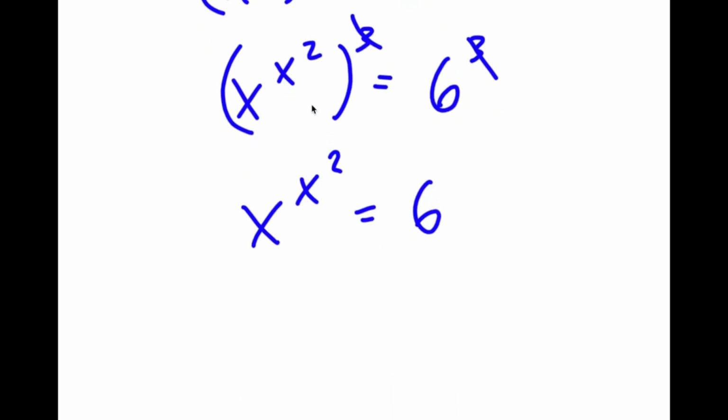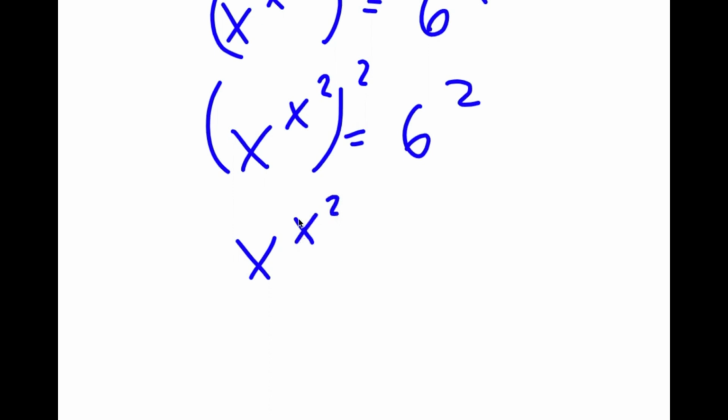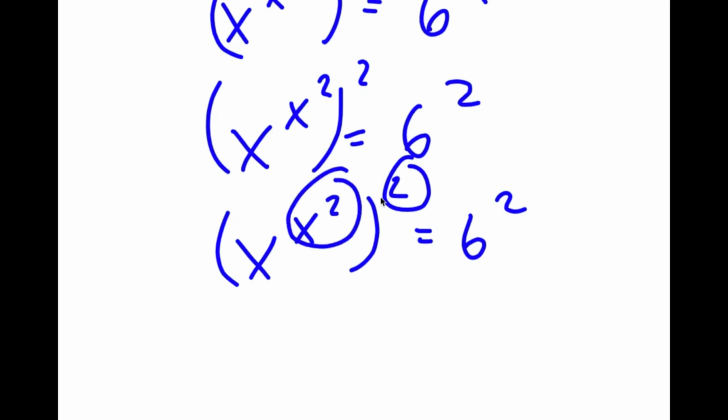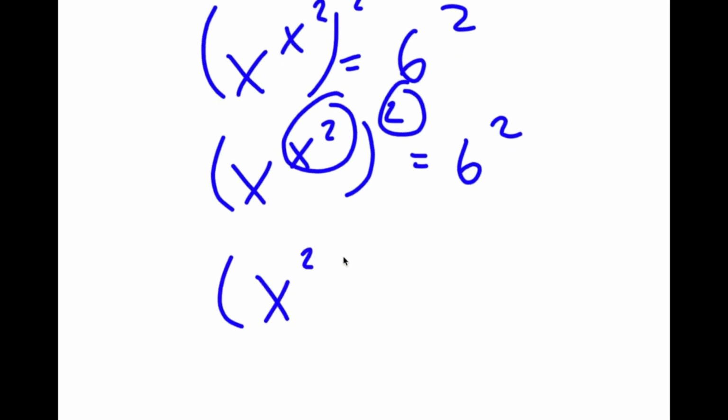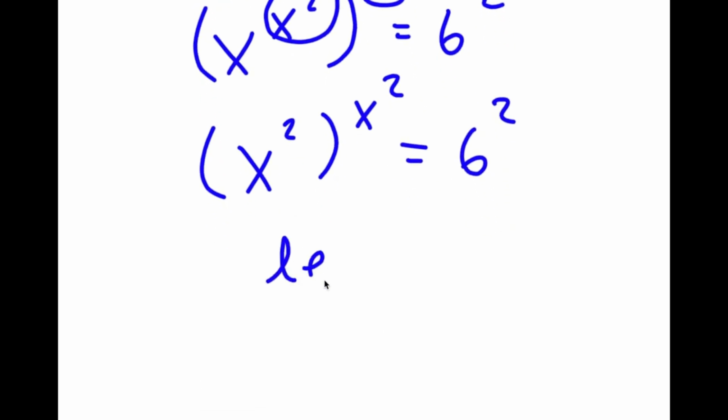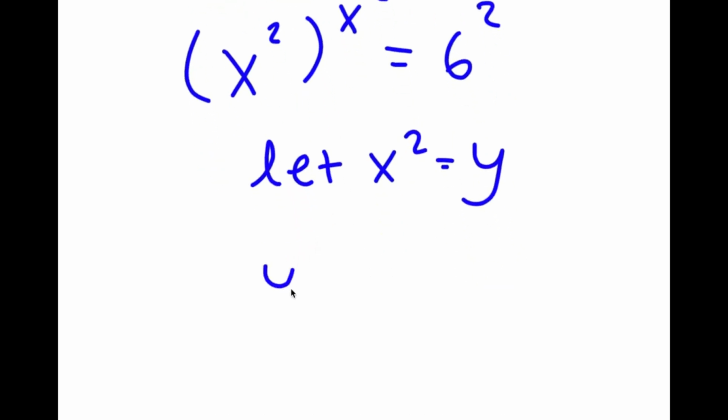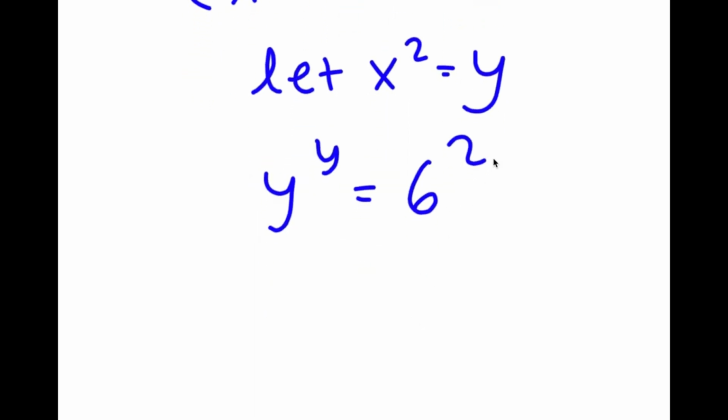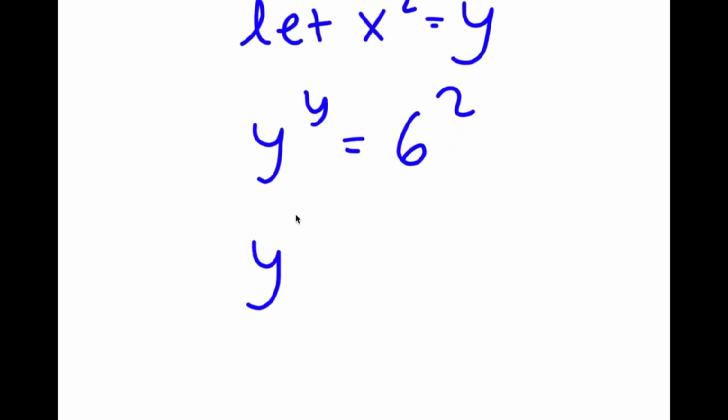equal to 6. Now I'm going to take the power of 2 on both sides. So now I have x to the power of x squared to the power of 2 is equal to 6 squared. And I'm going to switch these two places. So now I have x squared to the power of x squared is equal to 6 squared. And now I can let x squared equal the variable y. So now I have y to the power of y is equal to 6 squared. And 6 squared, that's the same thing as 36. So now I have y to the power of y is equal to 36.